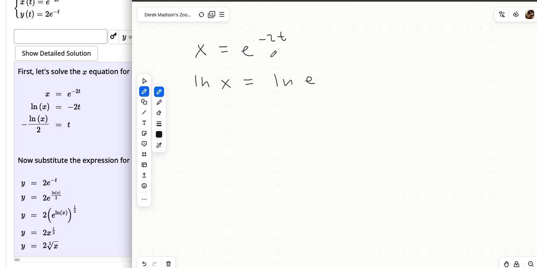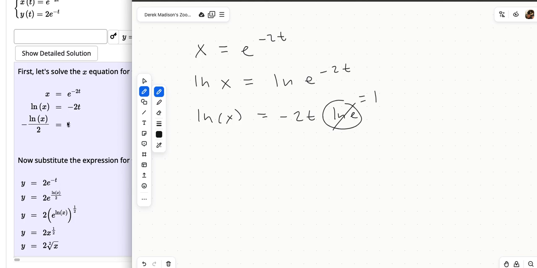Remember, when you're solving for an exponent, you can log both sides of the equation, and you do that because it allows you to bring the exponent down front. So then we would have ln of x equals negative 2t times ln of e, and remember that ln of e equals 1, so that would drop out, and then they're just dividing the negative 2 over, and that's how they're getting that expression right there to equal t.